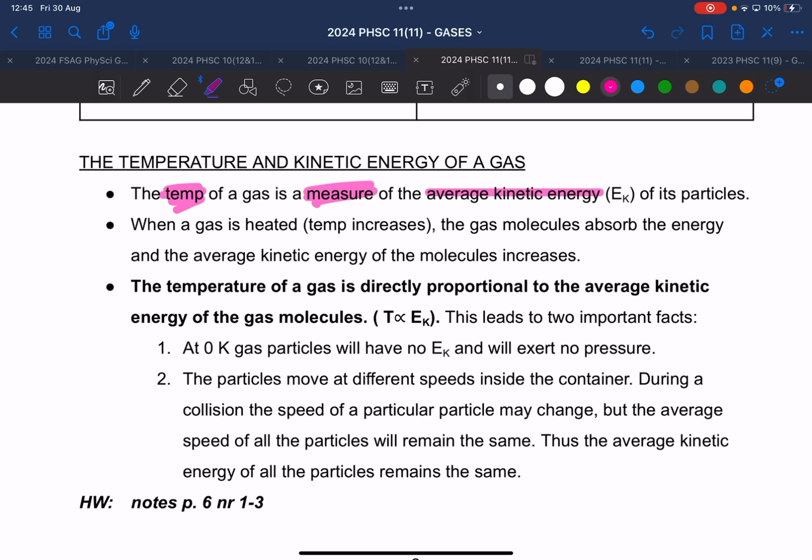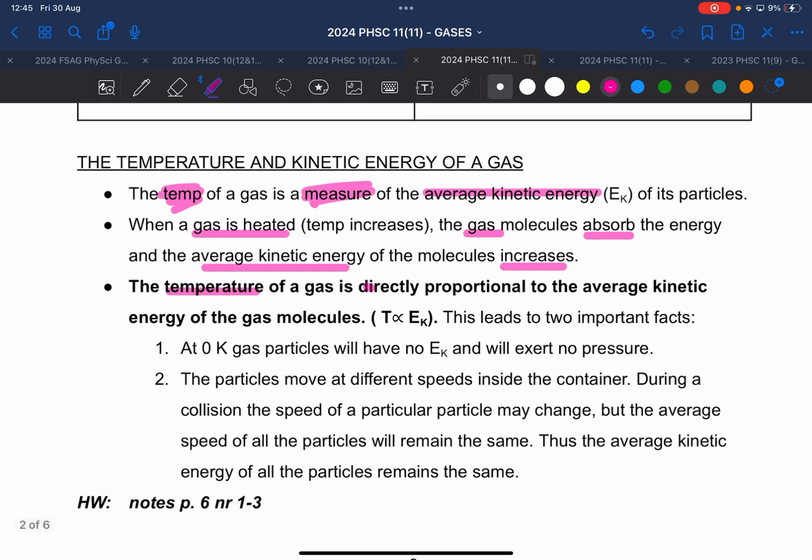Okay? So when we heat a gas, when we make it warmer, then the gas molecules absorb the heat energy, and then their average kinetic energy will increase. So they will move faster because they gain the energy. So the temperature of a gas is directly proportional to the average kinetic energy. Now, a few things that you need to know from there.